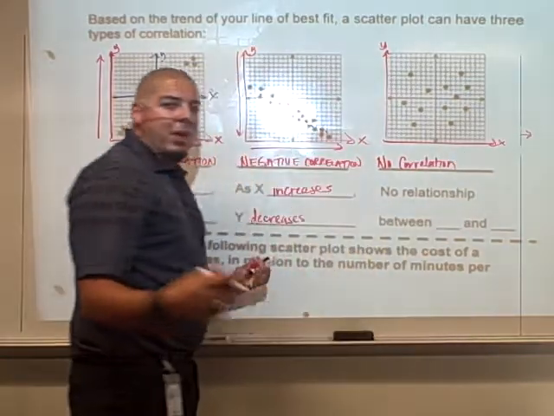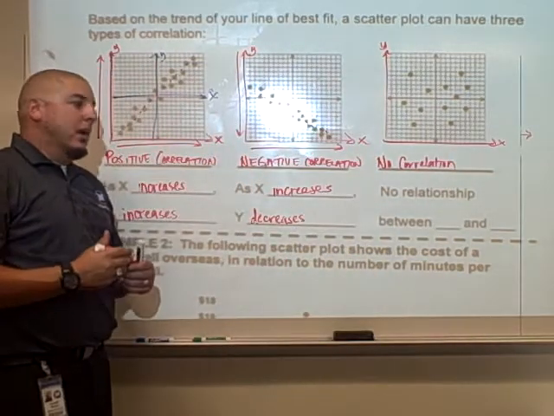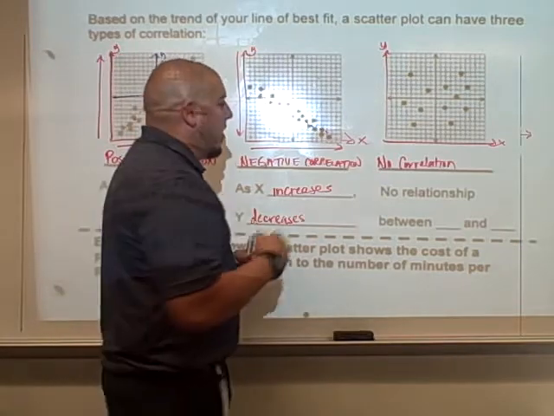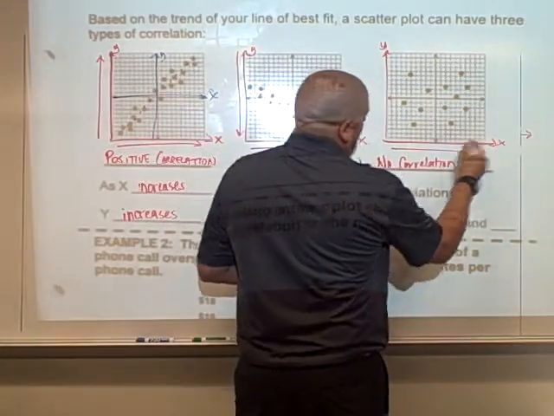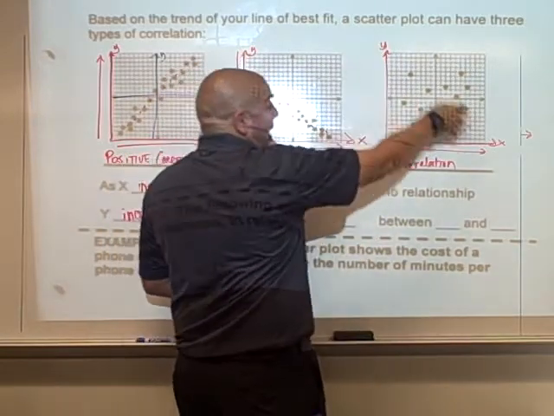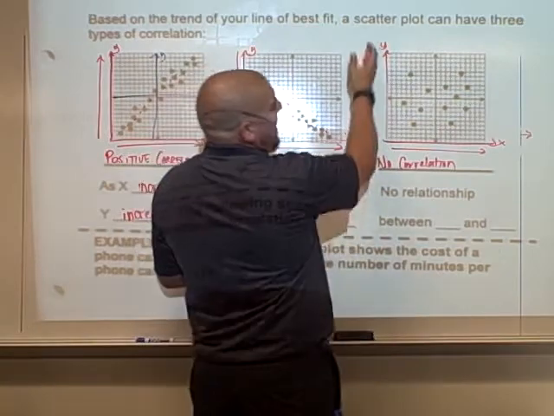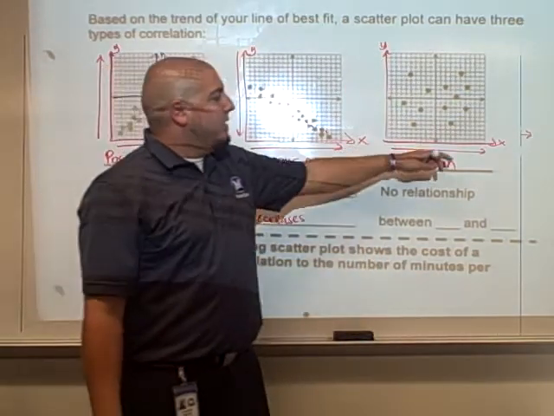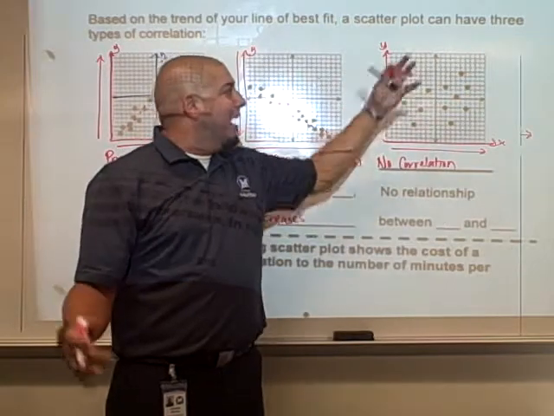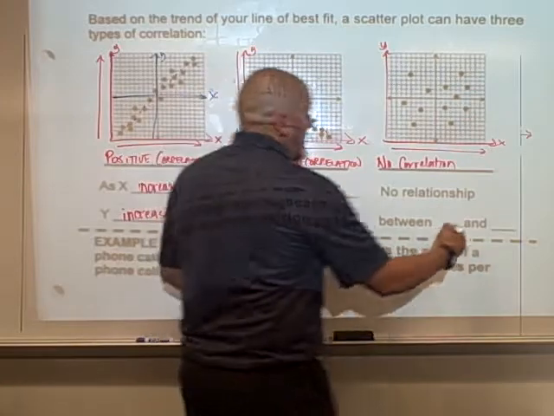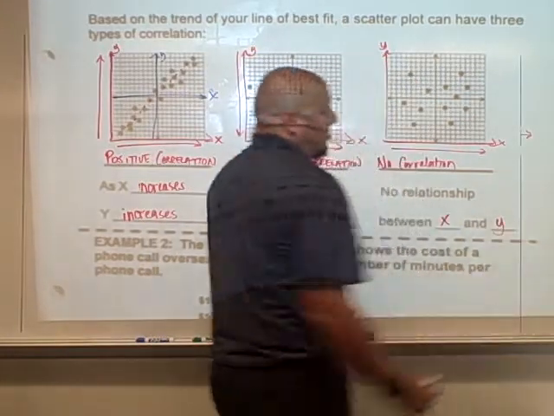Or none. Sometimes it's just none, no correlation. Now, again, we're talking about left and right, so as x increases, what's happening to y? Well, you can't tell. Can I draw a line going down saying y is decreasing? No. Can I draw a line going up saying y is increasing? No, you cannot. So as x increases, we don't know what's happening to y. It's everywhere. So you would say there is no relationship between x and y.